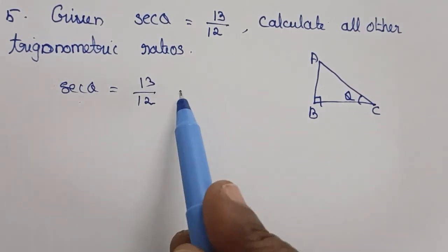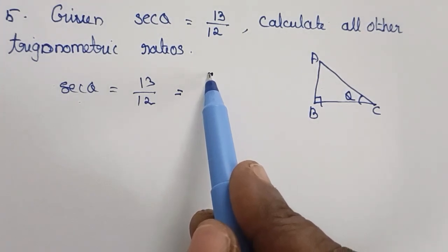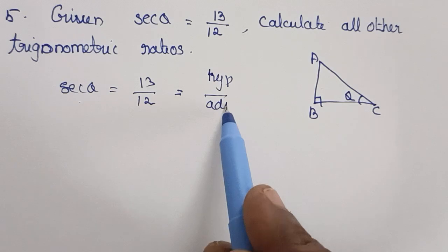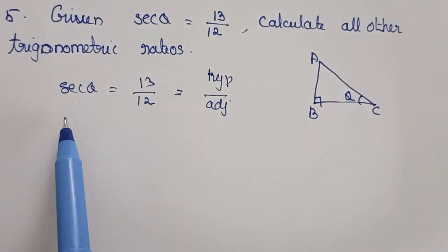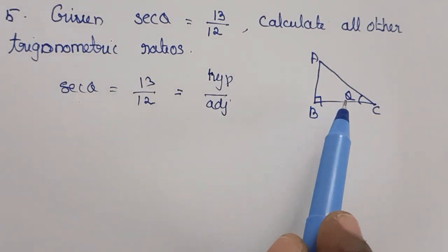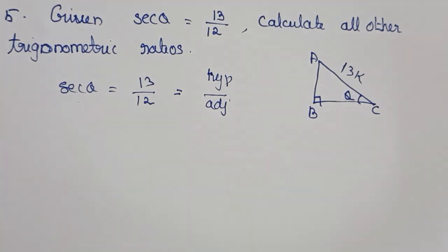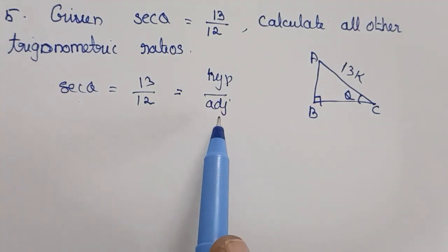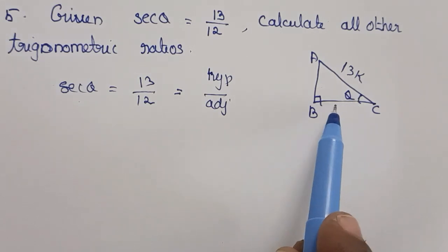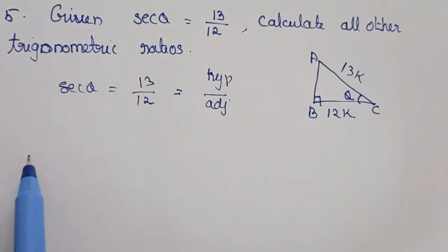We know that sec is the reciprocal of cos. Reciprocal of cos means it is hypotenuse divided by adjacent side. Cos is adjacent by hypotenuse. So sec theta equal to hypotenuse by adjacent. So take hypotenuse equal to 13k, that is AC equal to 13k. Adjacent side of theta equal to 12. Therefore theta's adjacent side is BC, it is 12k. Now we have to find AB, isn't it?